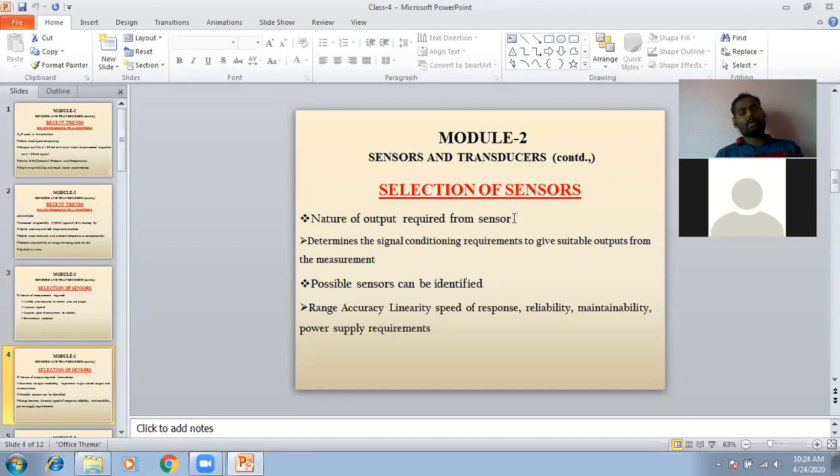So what kind of output do I need from the sensor? Depending upon that, I am going to select the sensor also, right? On all these things, the measure is what? So the conclusion is that I am going to consider the range, accuracy, linearity, speed of response, reliability, maintainability, and the power supply requirements of the sensors. On all these parameters, I am going to select sensors, right?